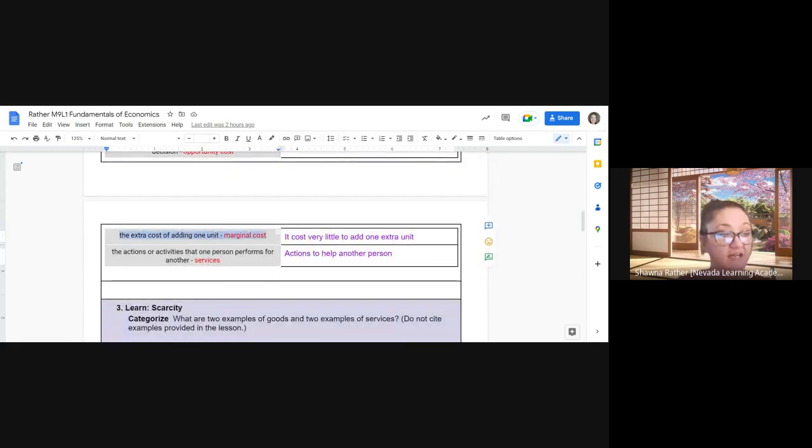Extra cost of adding 1 unit. So it costs very little to add 1 extra unit. It's marginal. I always think of marginal as little bitty, itty, teeny, weeny. Okay? And finally, the actions or activities one person performs for another. Your services is actions to help another person.